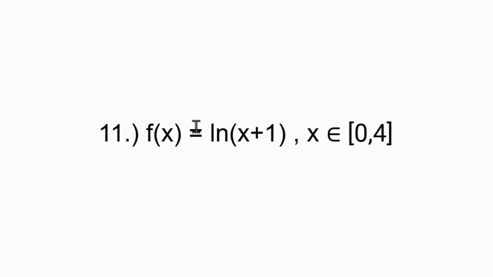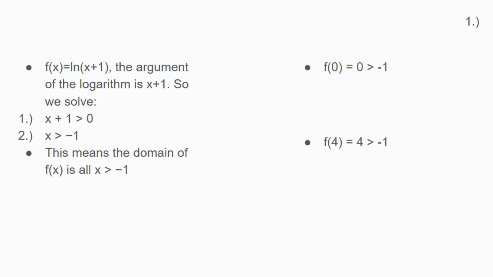Today we're going to be analyzing the function f of x = natural log of x plus 1 in the interval of 0 to 4. For any logarithmic function, the argument, which is the value inside the logarithm, must be positive.